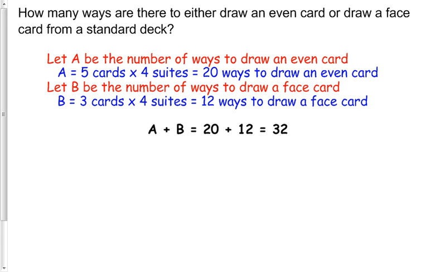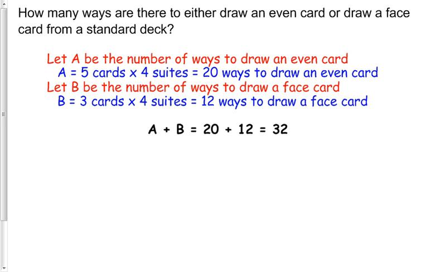Just like we talked about a second ago, there are 20 different ways to draw an even card. With the face cards, there's a king, queen, and jack in each of the 4 suits, so there are 12 different ways to draw a face card. So if I'm looking for how many different ways there are to draw either an even card or a face card, that's 20 ways for an even card plus 12 ways for a face card. So I've got 32 different ways I can pull a card out of a deck and get one or the other of those 2.